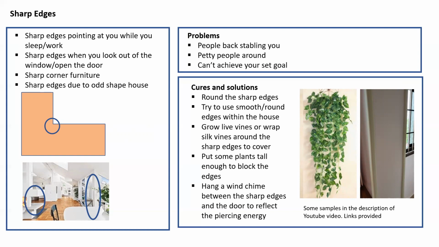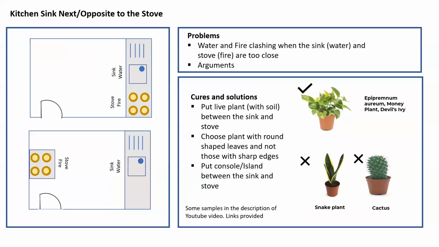Typically, how you can go about solving them is relatively easy. What you basically need to do is to round the edges, and there are many ways to go about doing it. One possible way is to use some rubber or plastic that you can stick on the sharp edges so as to round the corner. The other way is by growing or hanging some plants around the sharp edges so as to block them.